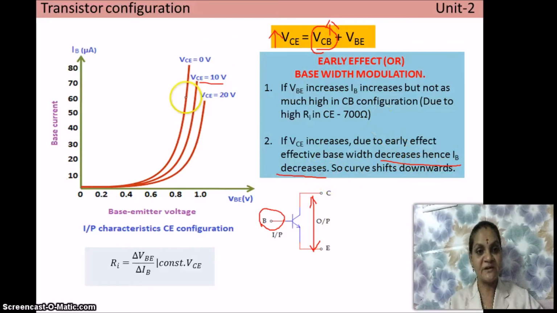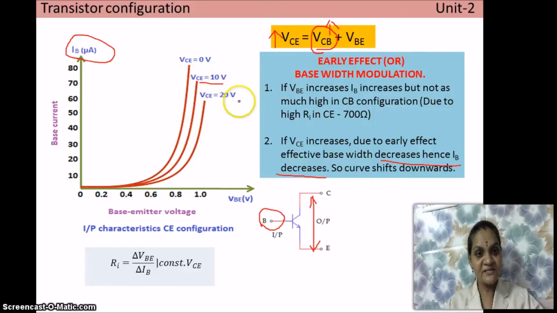Since base current decreases, the curve is shifting in the downward direction, whereas in common base the curve was shifted in the upward direction. In common emitter it shifts downward because we are observing only the base current, which will be very less. Due to base width modulation, if we increase the VCE voltage, VCB increases, so the effective base width reduces and base current decreases. That is the reason.